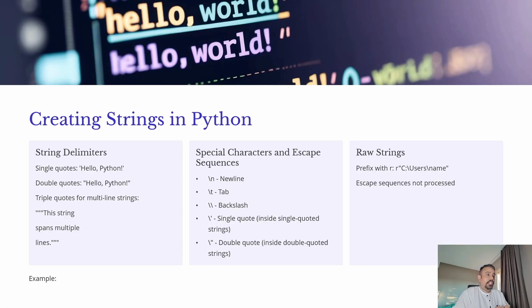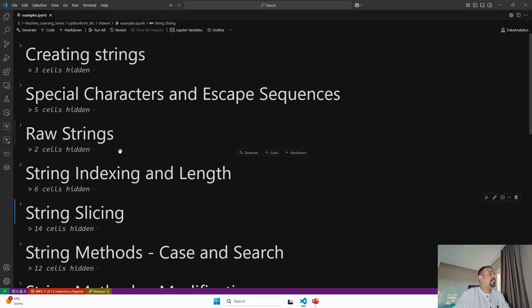Now, let's go ahead and understand how we can define our strings. You can create your string using single quotes, double quotes, or triple quotes. Let's go ahead and see that in our code editor.